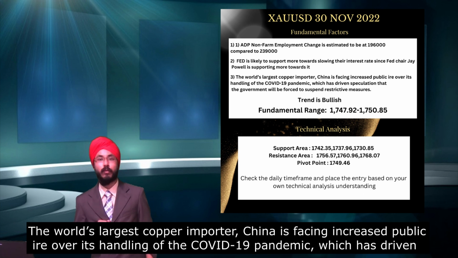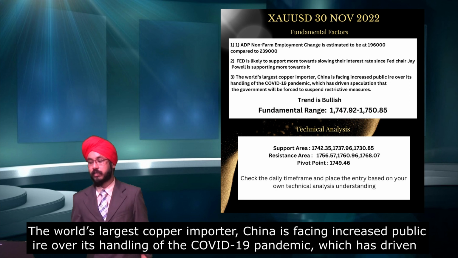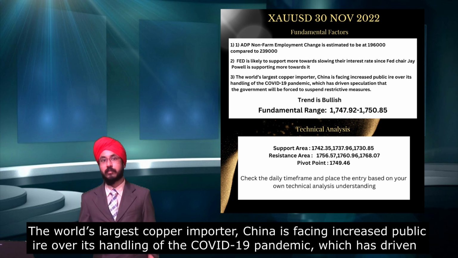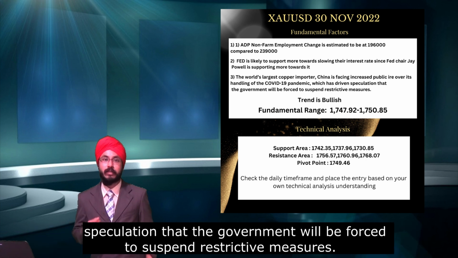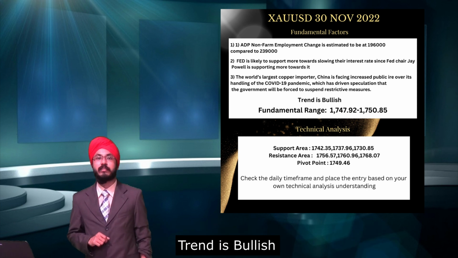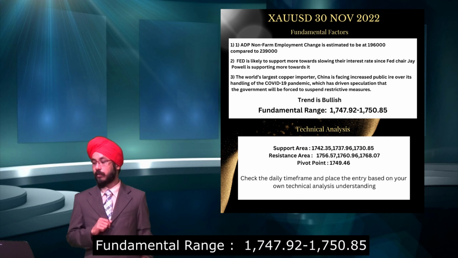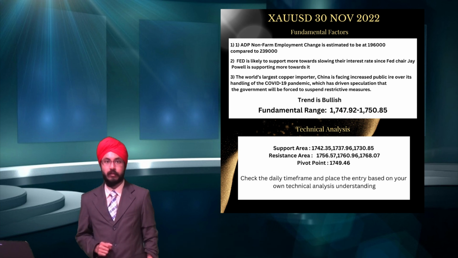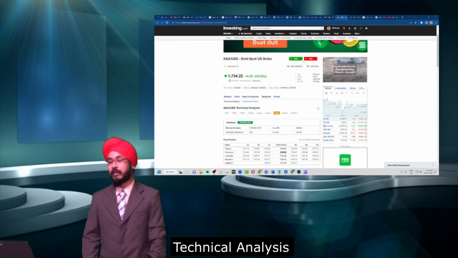Thirdly, as we can see, the world's largest copper importer, which is China, is facing pressures from the public, as they have stayed with the zero COVID policy for such a long time. And this will force the government to lessen their restrictive movements. The trend is likely to be bullish. The fundamental range that we are looking at is between 1747.92 to 1750.85.